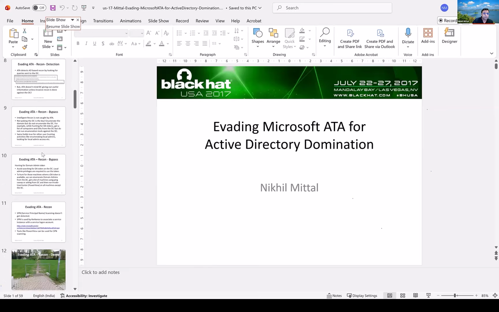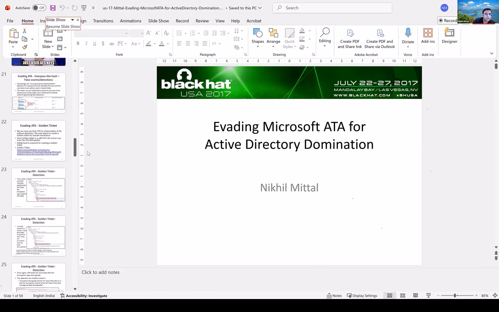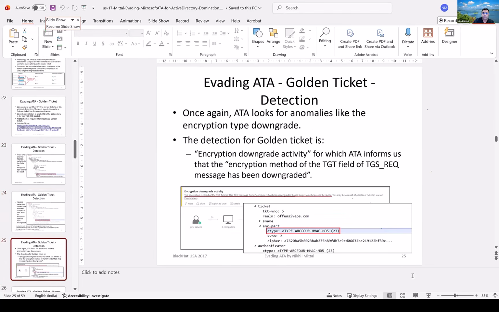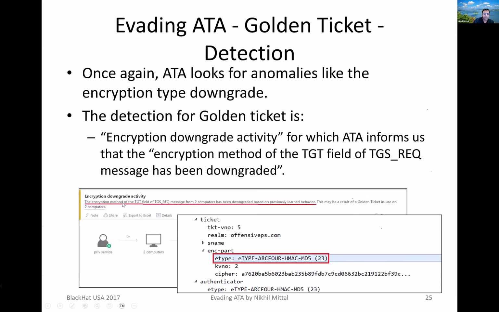Let me show you. For example, for golden ticket, this used to be the detection. This is from 2017. The encryption method of the TGT field of TGS request message from two computers has been downgraded based on previously learned behavior. It would actually show you, it was so nice. It was so nice that it would actually tell you, okay, this is the problem that I have with you. Probably don't do that anymore. It used to be that nice.